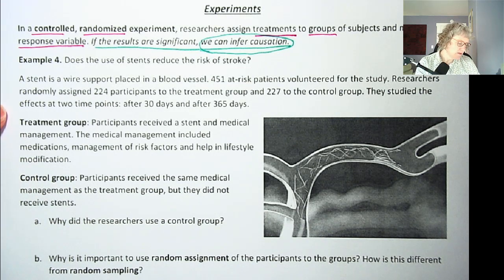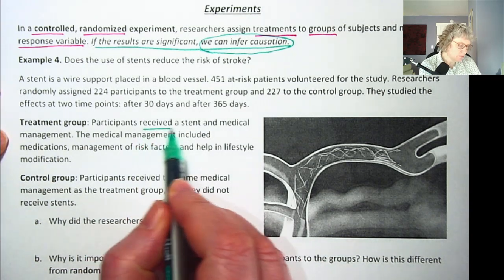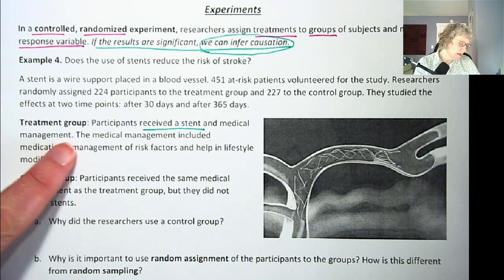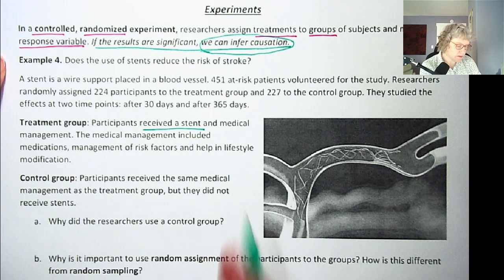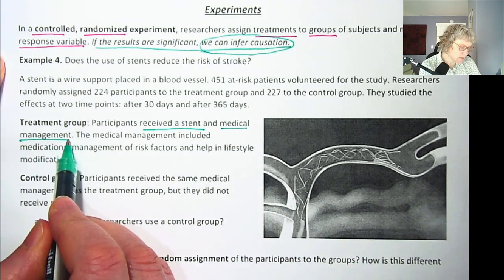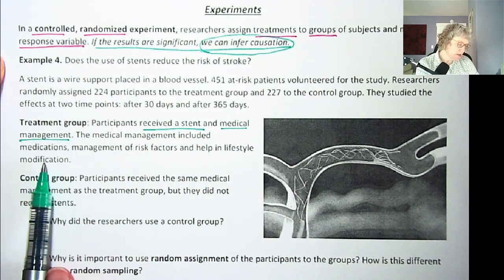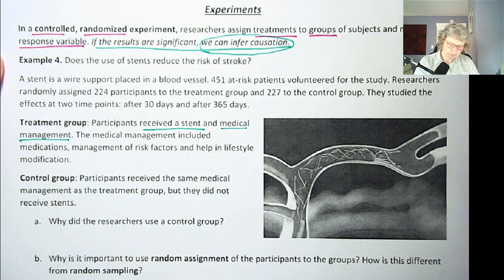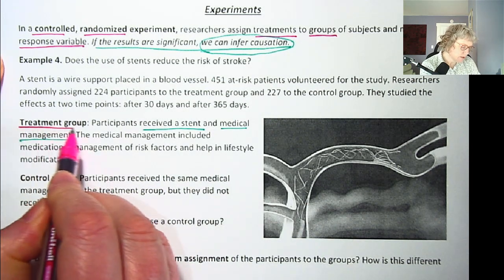So the treatment group, these are the participants who received the stent. So the treatment group, they are getting the treatment, the thing we're studying, whether it's a drug, a device like this, exercise, diet, whatever we're studying. It says they also received medical management, so stent and medical management. The medical management included medications, management of risk factors, and help in lifestyle modification. Okay, so that's the treatment group. So this is the group getting the treatment.